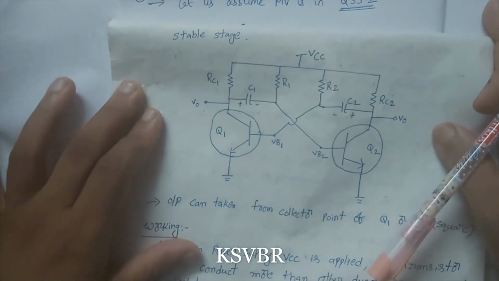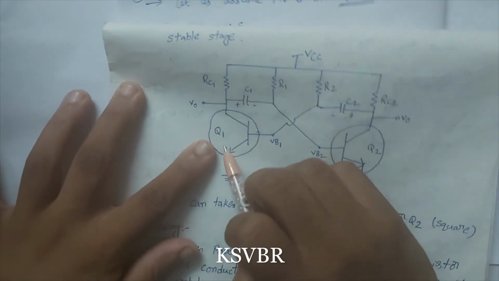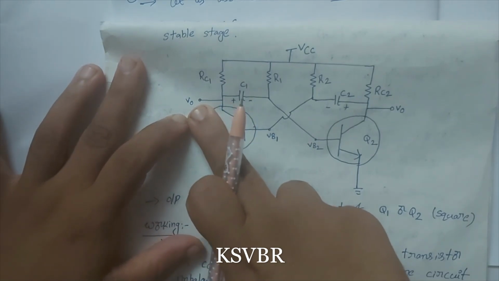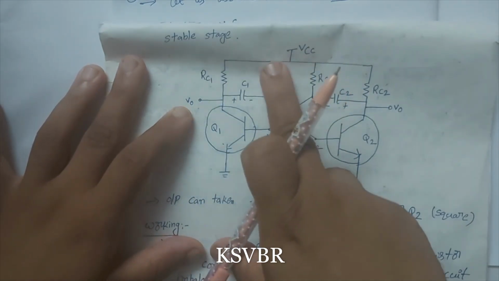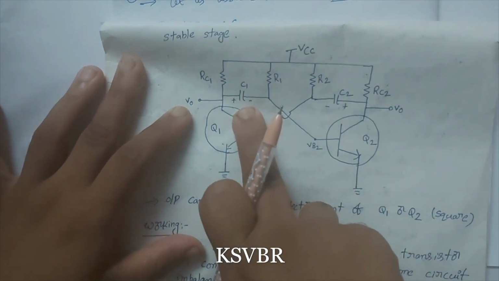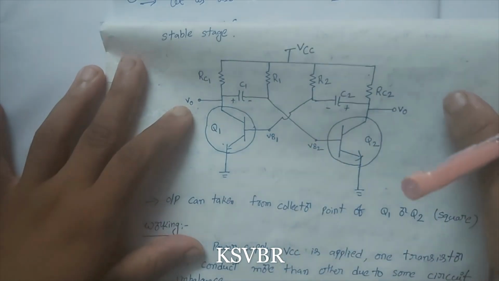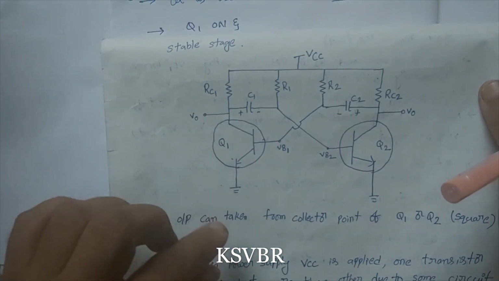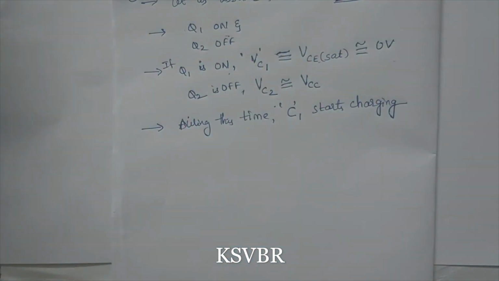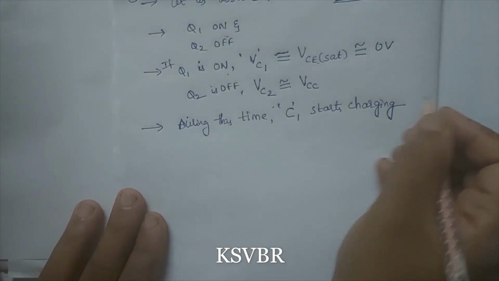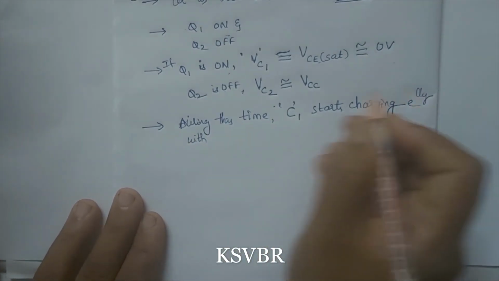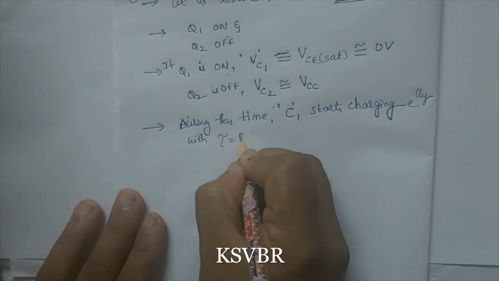If you clearly observe in this circuit, this is the on transistor and this is the off transistor. The output of the on transistor is always low. We know that. So by taking VCC from here, capacitor C1 starts charging. The time constant is R1 into C1. So C1 starts charging. The charging will be exponential with tau equal to R1 C1.